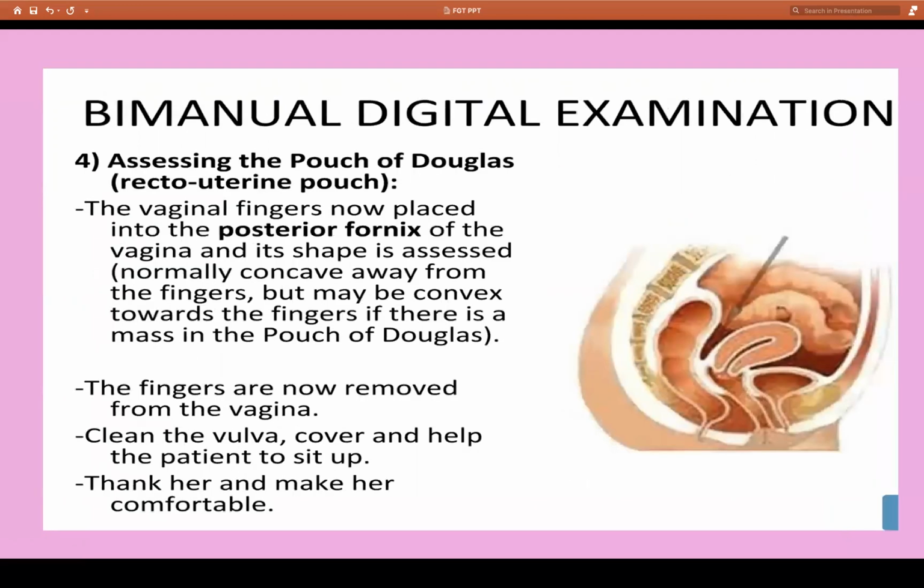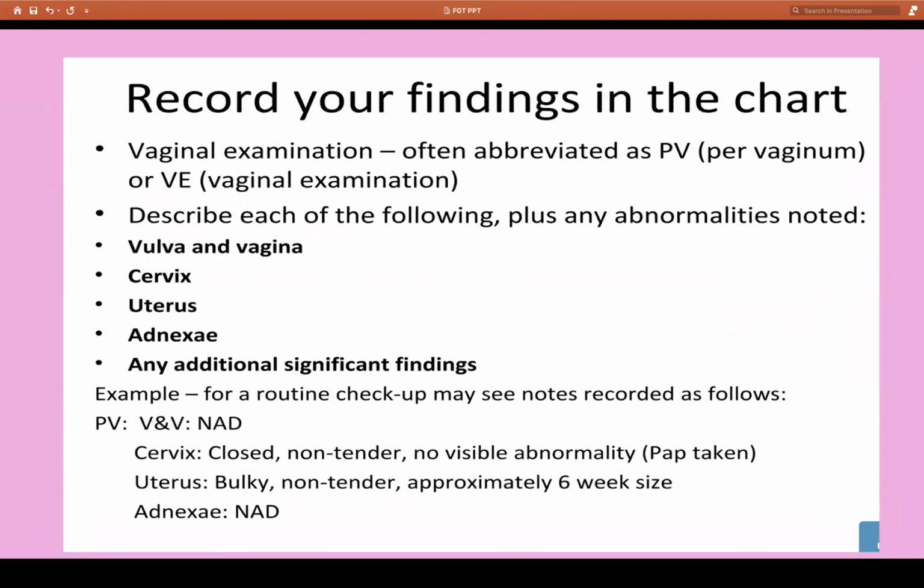Once you've finished, check the pouch of Douglas for any nodularity and tenderness, especially in cases with endometriosis. After you finish your vaginal examination, you remove your hands, cover the patient, explain her the findings, and record your findings. Start in this manner: vulva, vagina, cervix, uterus, adnexa, and any additional significant findings.